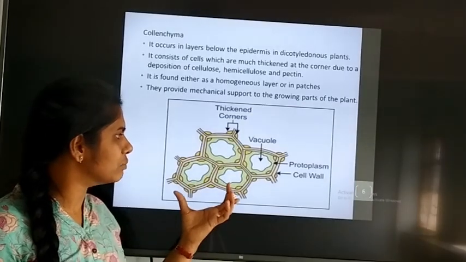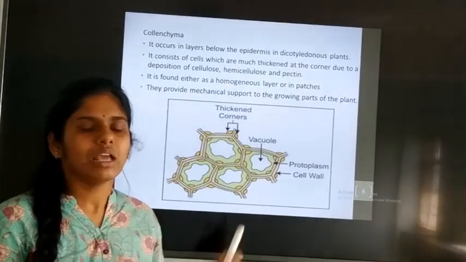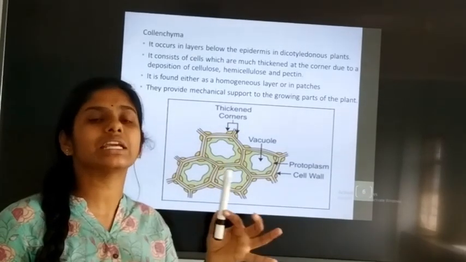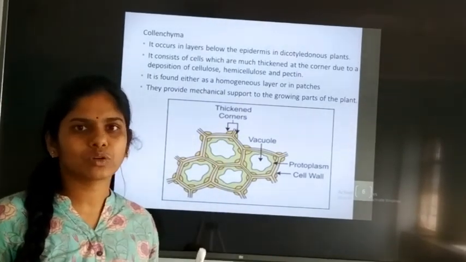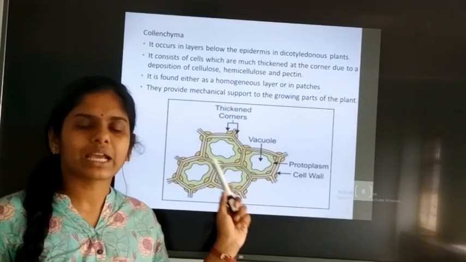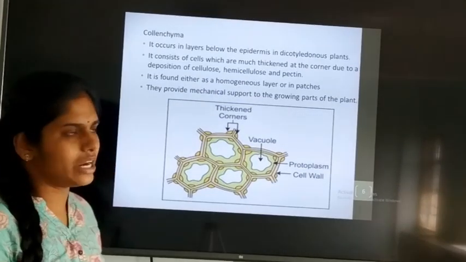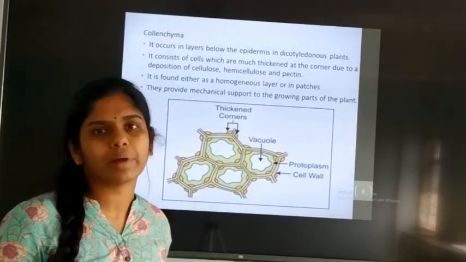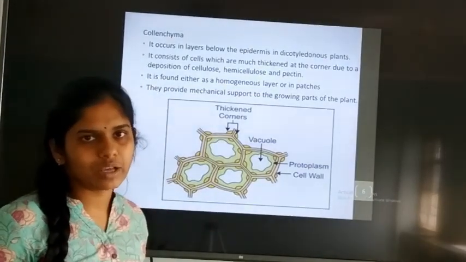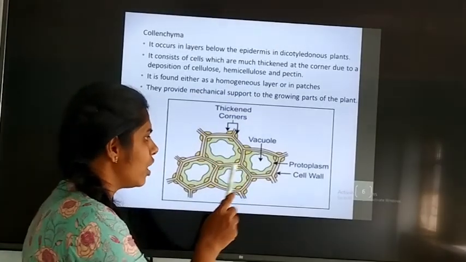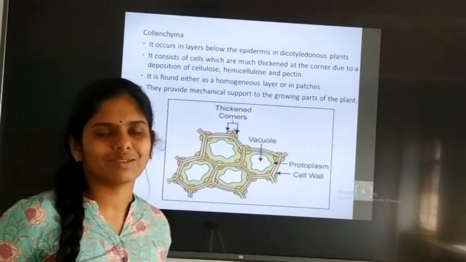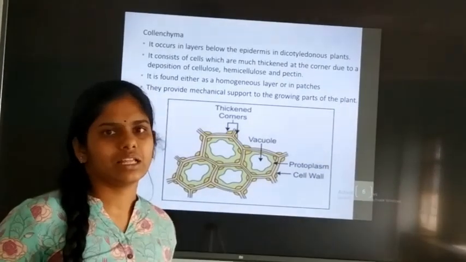So the collenchyma is helpful for the mechanical support to the plant body. Why does the collenchyma give mechanical support to the plant body? Because the cell wall of the collenchyma cells is thick.